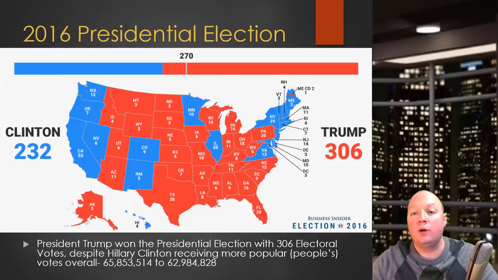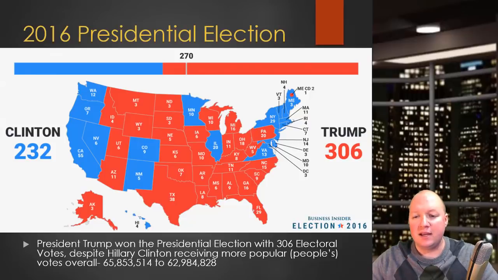However, if you take a look at this map, you will see that she did win some fairly large states, like California. 55 electoral votes went to Clinton. She also won New York. 29 votes went to Clinton. So she won some large states like Illinois, 20 votes. However, President Trump won many states, including ones that had small numbers like Montana or Wyoming, but then other states like Pennsylvania with 20, or Wisconsin with 10, and Florida with 29.